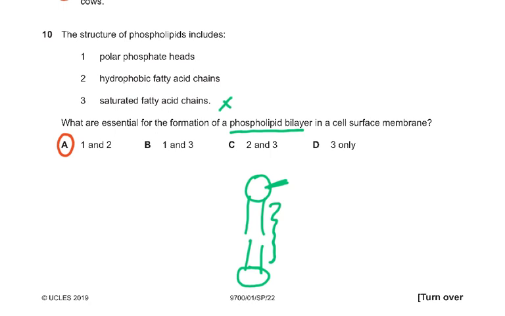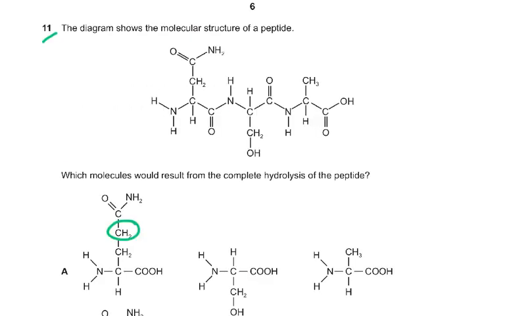So what is essential for the formation of phospholipid bilayer? So that was only 1 and 2. Now coming to question number 11, the diagram shows the molecular structure of a peptide. Which molecule would result from the complete hydrolysis of the peptide? Now you can see there are how many peptide bonds. This is the first amino acid, then this is the second amino acid, and then this is the third amino acid.